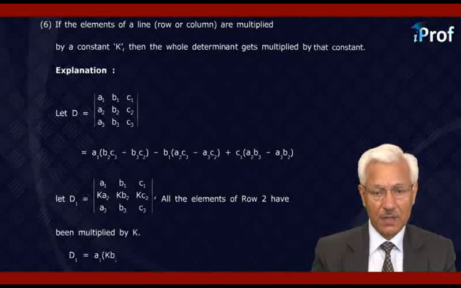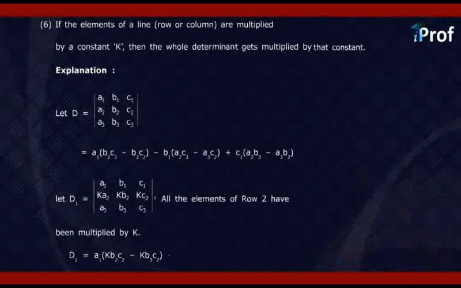A1 times (k B2 C3 minus k B3 C2) minus B1 times (k A2 C3 minus k A3 C2) plus C1 times (k A2 B3 minus k B2 A3). Pulling out k common, it is equal to k times D, which shows that D1 equals k times D.